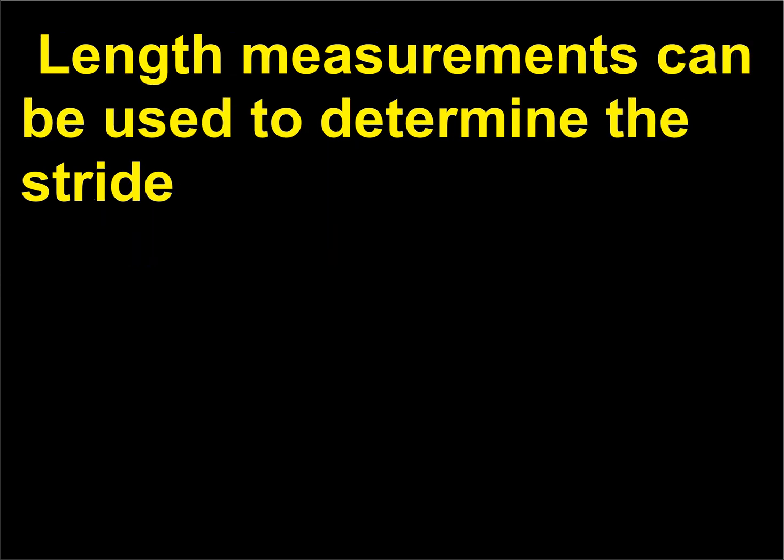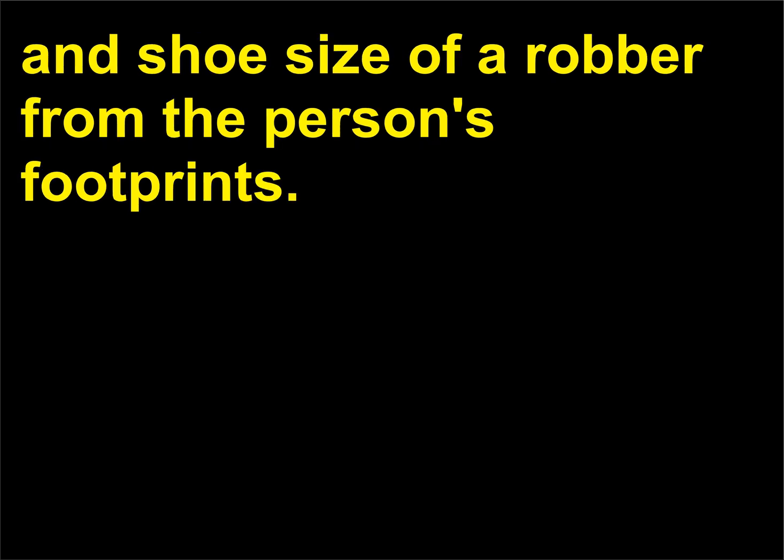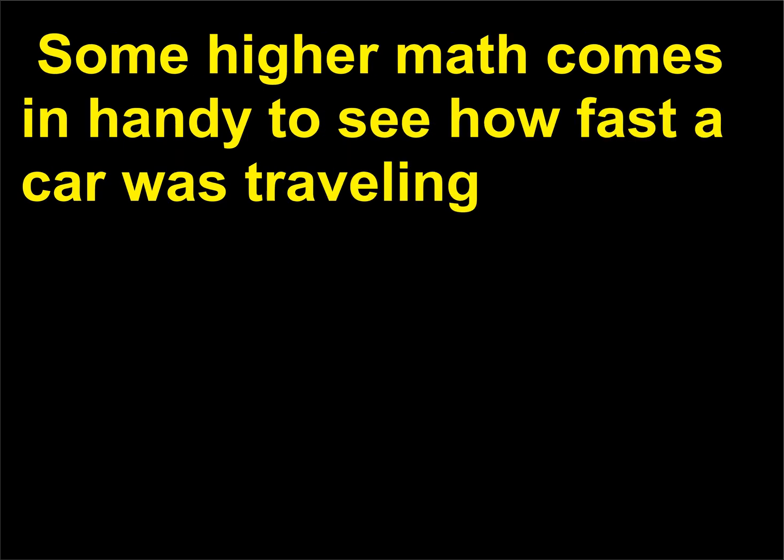Length measurements can be used to determine the stride and shoe size of a robber from the person's footprints. Some higher math comes in handy to see how fast a car was traveling as it slammed on its brakes, a task solved by measuring skid marks.